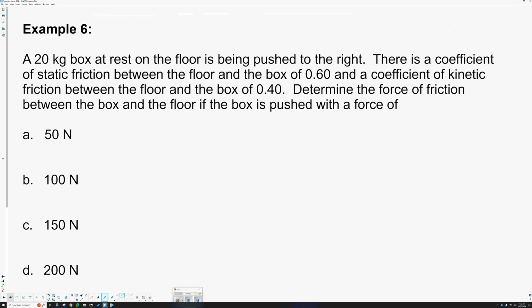Let's look at example number 6. I'm not sure what number it is in your booklet because the numbering seems to be off a bit, but you'll see it here. Oh, it is number 6 in your booklet. Good.